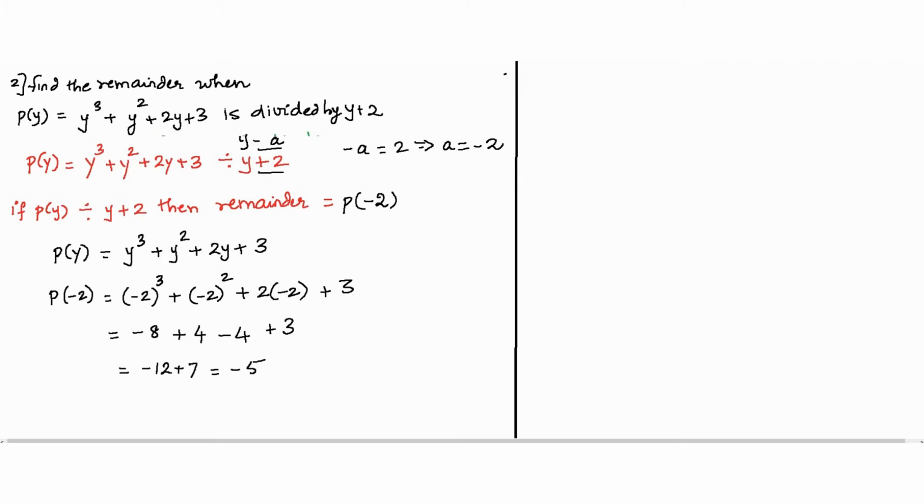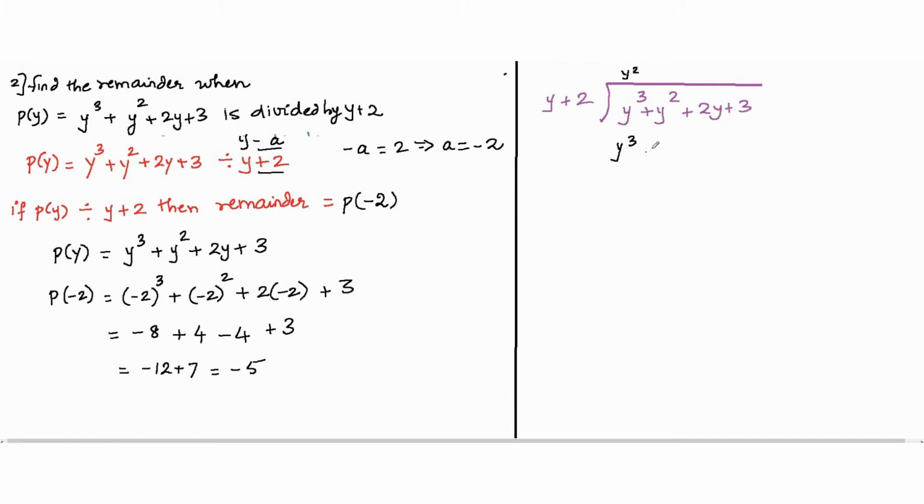Now let me perform long division and check if my result is really true. So let's take the dividend, which is y cube plus y square plus 2y plus 3, and let us perform long division. This is getting divided by y plus 2. So now let's start multiplying y with something to get a y cube. Y multiplied by y square gives me a y cube.